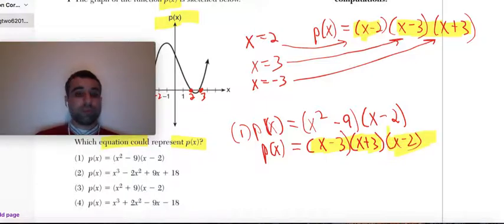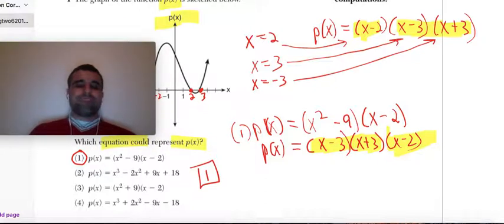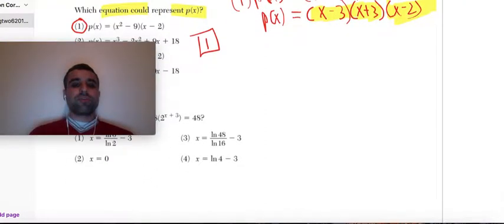The order in which we multiply, by the commutative property, doesn't matter. So I'm not going to bother looking at the other choices when I know choice 1 is correct. We don't need to look at the other ones. We're going to move on to number 2.